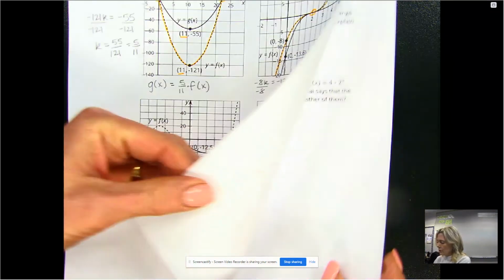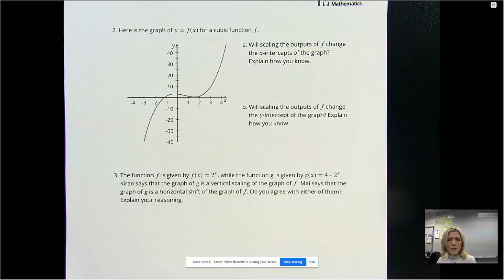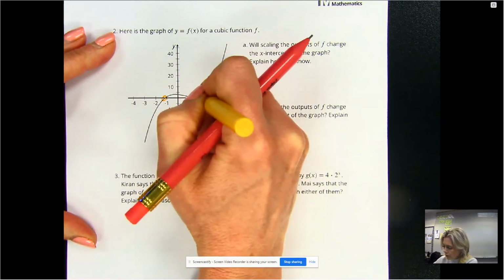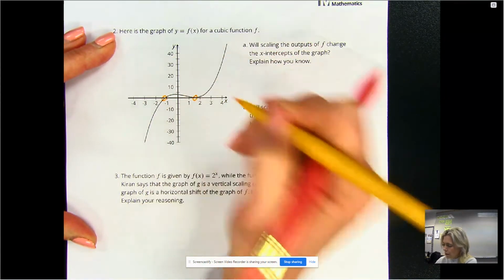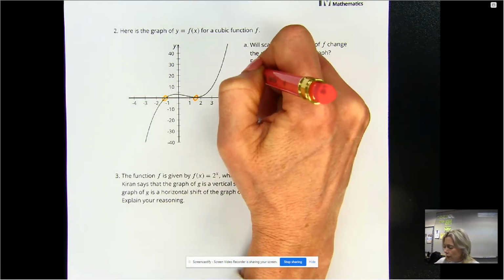All right, let's look at the next page. Number 2. Will scaling the outputs of f change the x-intercepts? So the x-intercepts here, there's just 2 of them. I think that's a little bounce right there. So at those points, the output is equal to 0. So if you multiply 0 by a number, your answer is still going to be 0. So it's not going to change the x-intercept. So this is a no.